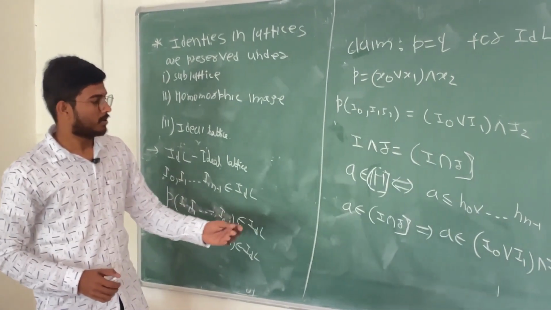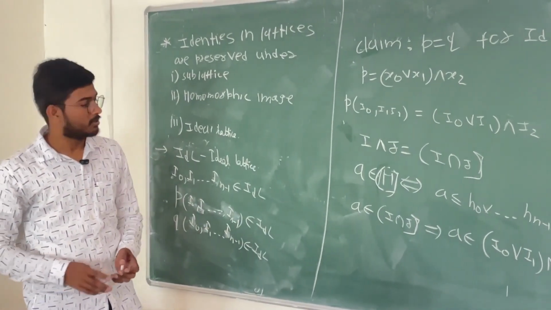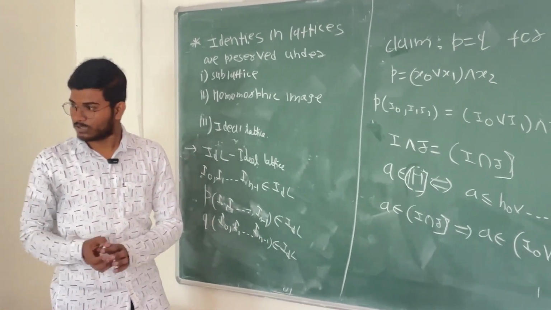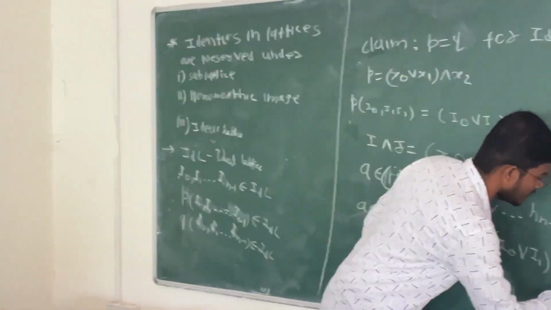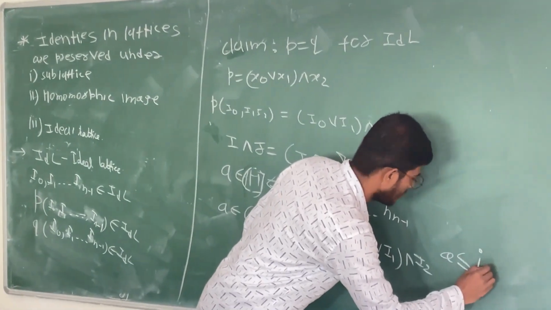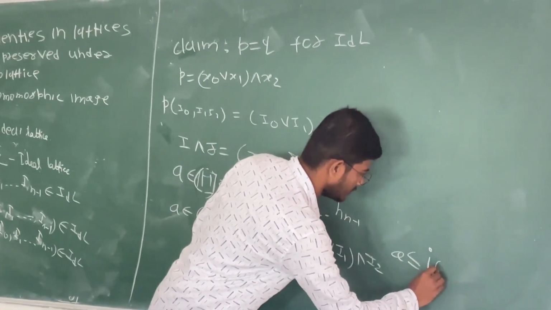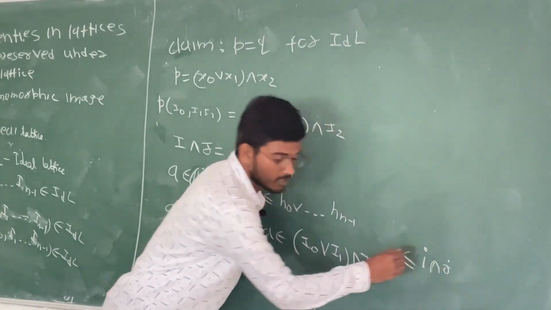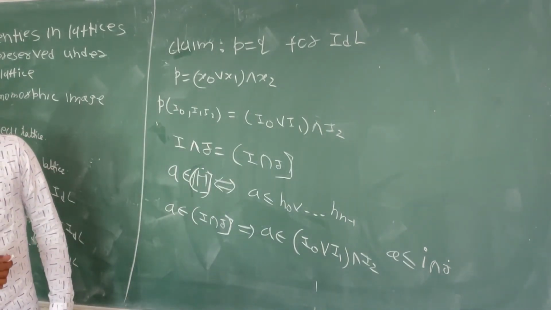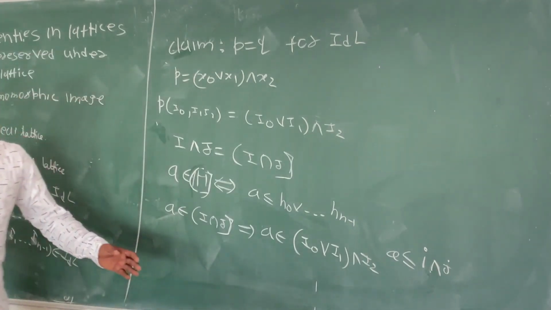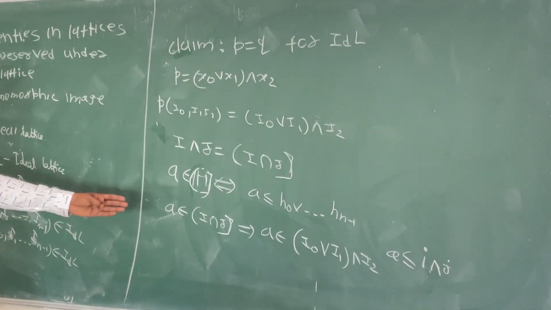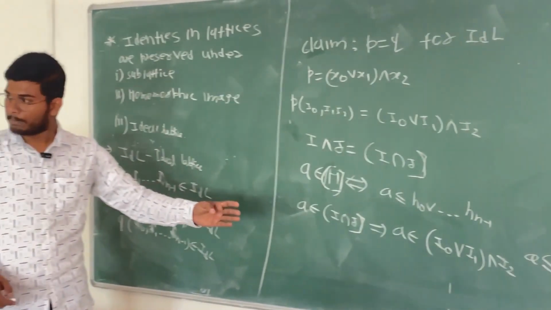That is only an example. Why are you writing that there? For this we can also write here: A is less than or equal to small i intersection with small j, that is, meet of small i and small j, where small i belongs to capital I and small j belongs to capital J.